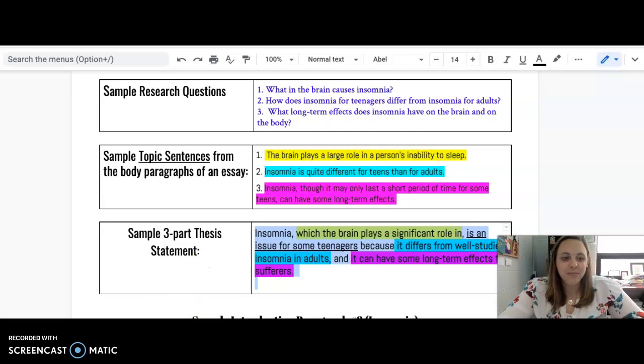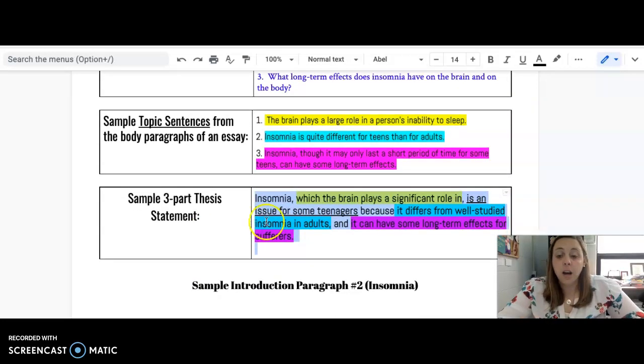Good luck. And one very last thing, when you have written your 3-part thesis, I want you to underline your opinion and highlight your main ideas to match so that I can check them a little bit easier, okay? So again, good luck. Let me know when you're done so I can look at your work.